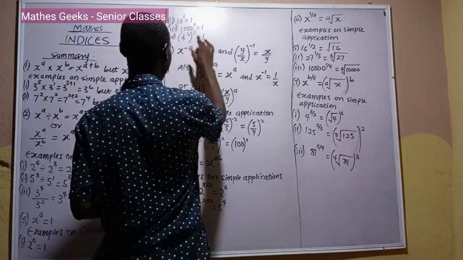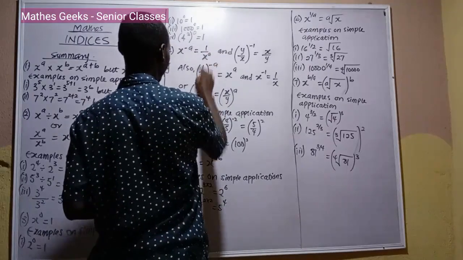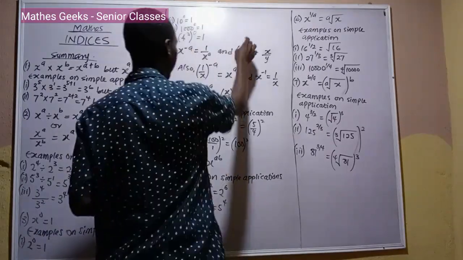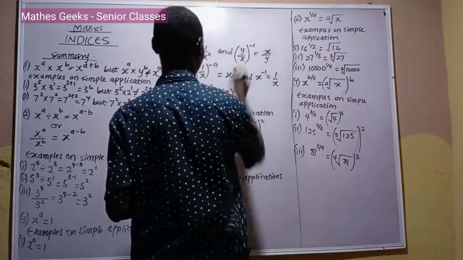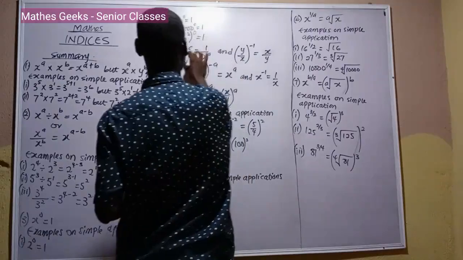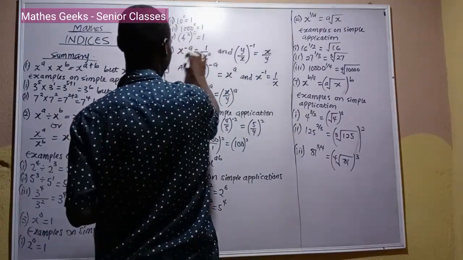Number 4: x raised to minus a is equal to 1 over x raised to a, and y over x, all raised to minus 1, is equal to x over y. So why is it so? Because from this rule, x raised to minus a is equal to 1 over x raised to a.